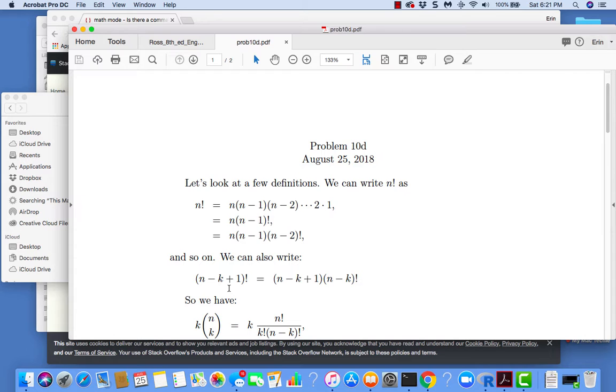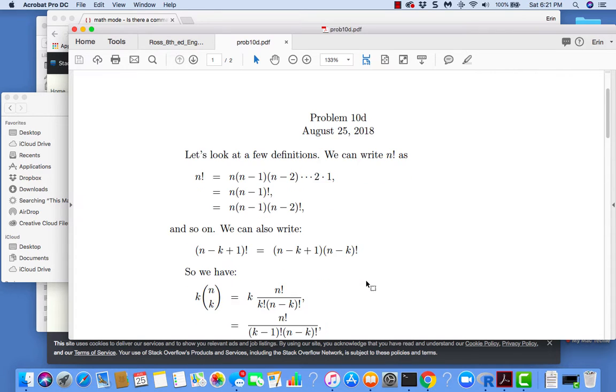I can also write, using the same kind of logic, (n minus k plus 1) factorial as (n minus k plus 1) times (n minus k) factorial. And we're going to use all these in a couple minutes.